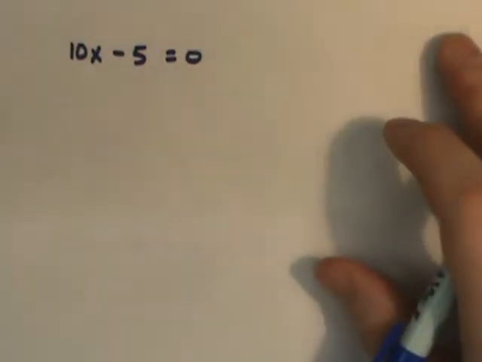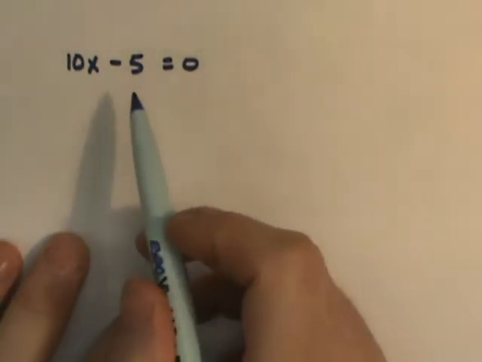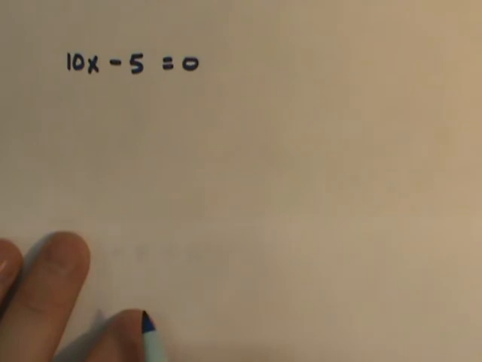So here we have example 1 for using factoring to solve equations. Most of you at this point are going to want to move that 5 over and divide by 10. I don't want to do that. I want to show how I can factor to do this.